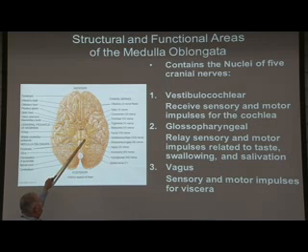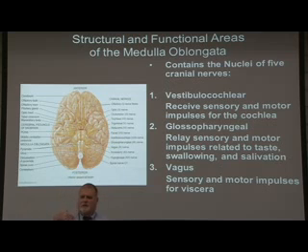So at the medulla-pons interface, we find the vestibulocochlear. On the side of the medulla, we find the glossopharyngeal, we find the vagus, and then on the anterior aspect of the medulla, we find the hypoglossal. So it's not surprising that those nerves that, when we were looking at them on the brain, were associated with the medulla are arising from the medulla.